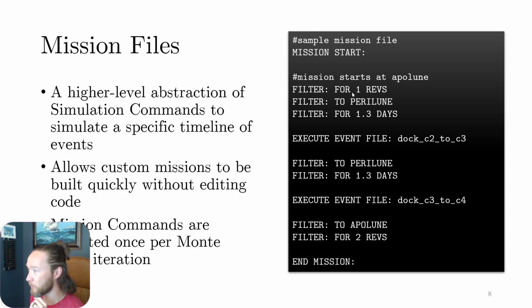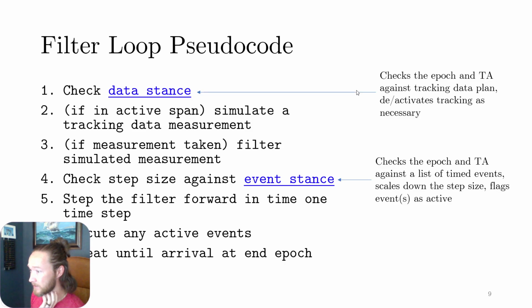So when we say filter for one rev, it will calculate where the epoch is for one rev to get you back to the same true anomaly you were at, and then feed that as an input and execute this loop until you get there.